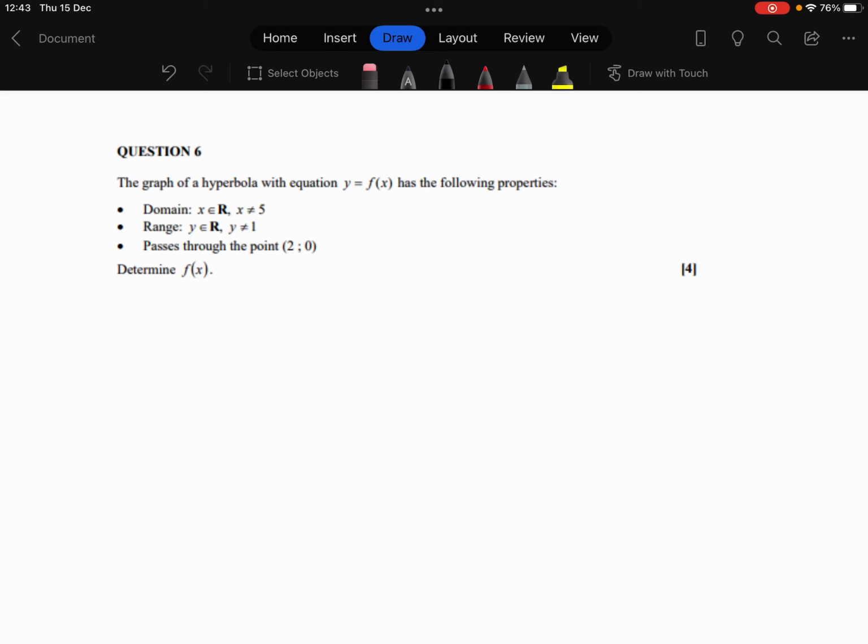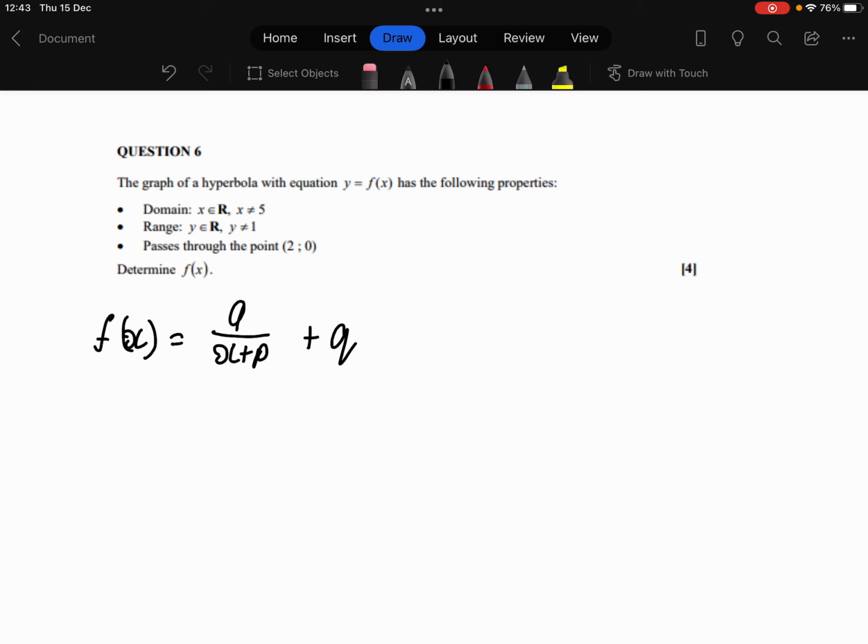The question reads, the graph of a hyperbola with equation y is equal to f of x has the following properties. Okay, since they mention it's a hyperbola, I'm just going to write down the general equation of a hyperbola. It's a over x plus p, plus q, where p and q stand for the x and y asymptotes respectively.